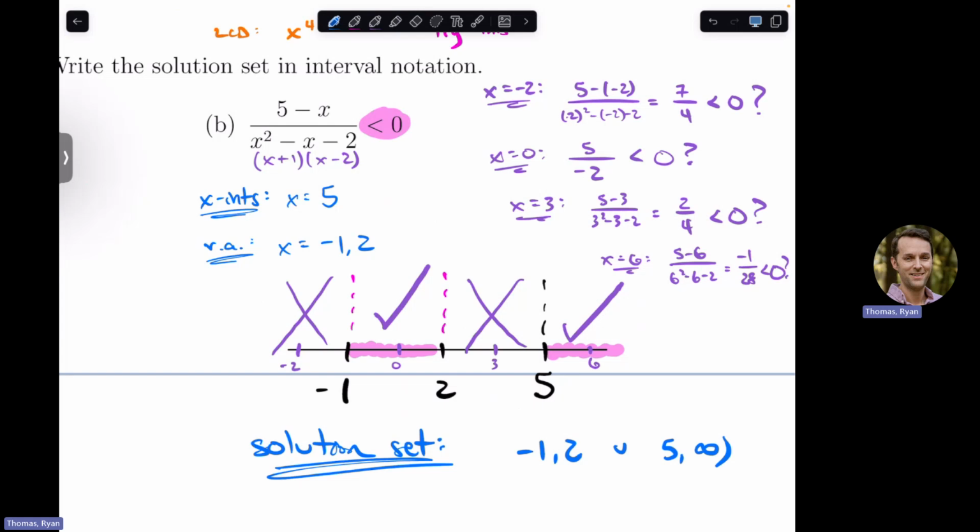And then again, think about the endpoints. What happens at -1? A vertical asymptote. So no matter what, -1 can't be included. What happens at 2? Same thing. So 2 is not included. What happens at 5? An x-intercept, which means this is 0, but do I want to include 0 less than 0? No, because it's a strict inequality, so that one's open as well. This is the only one that would change if that was less than or equal to, right?